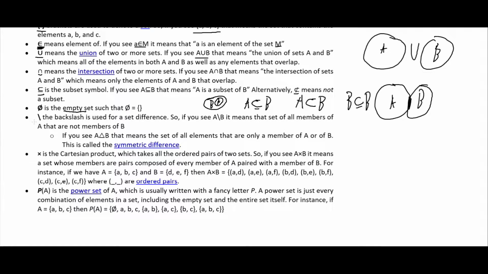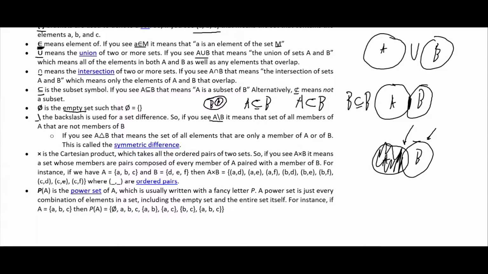Then this backslash here, so if you see something like this, it means the set of all members of A that are not members of B. And if we look at our Venn diagrams here, we have A and we have B. So if we have this, it means the set of all members of A that are not members of B. So it would be everything here, just not in B and not where A and B overlap. And so that's what that means.